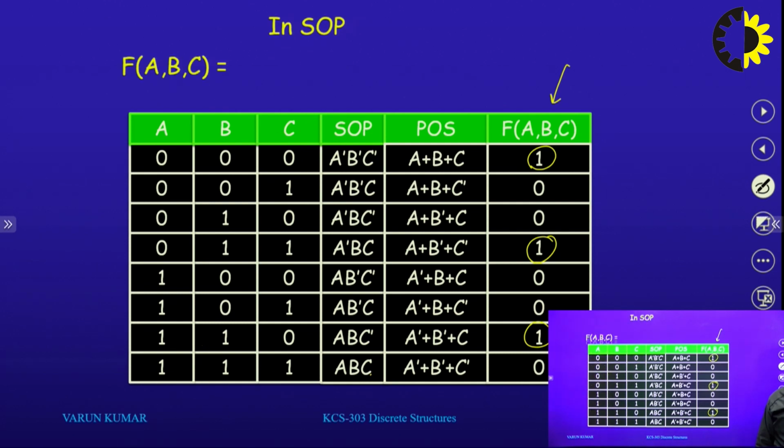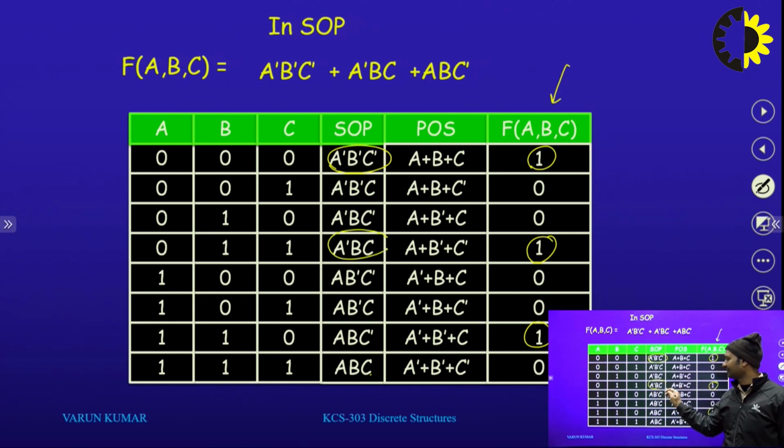So in SOP we can write that the first one comes at A bar, B bar and C bar. Then the second one comes A bar, B, C, and the last one comes A, B and C bar. So these 3 values are in sum. That's why it is called sum of products.